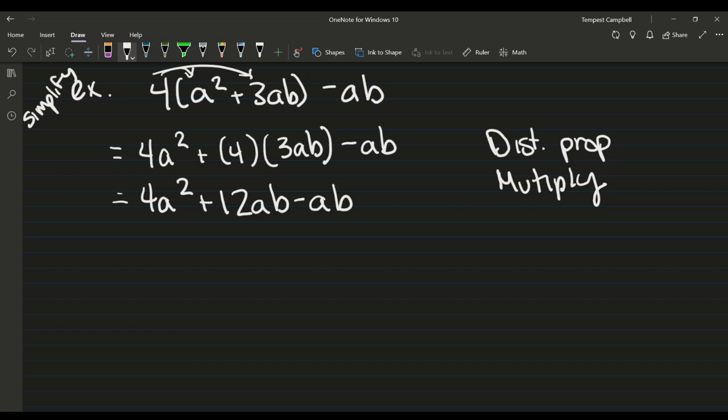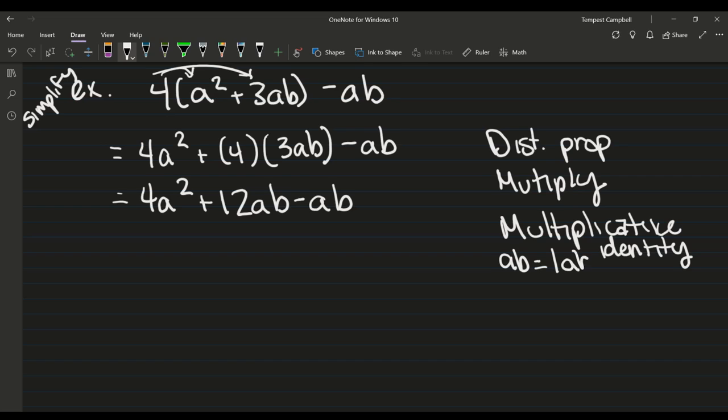But remember, we have something called the multiplicative identity. So what that means is if I have ab, that's technically 1ab because I have the 1 in the front. So that's our invisible math, okay? So that tells us that we technically have 4a squared plus 12ab minus 1ab. And so now we're going to actually use the distributive property again.